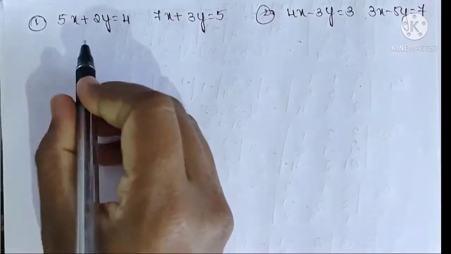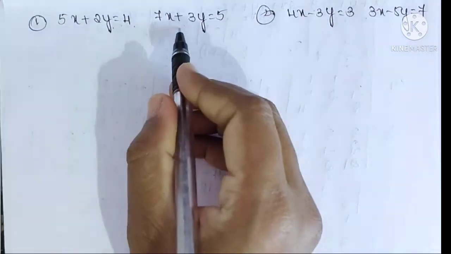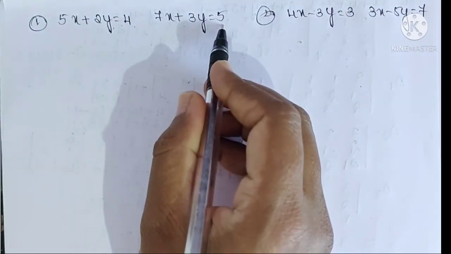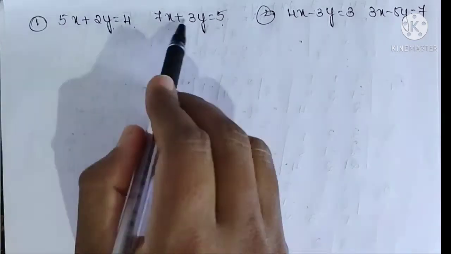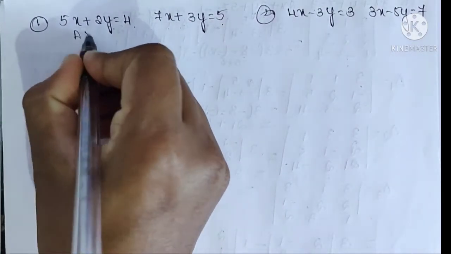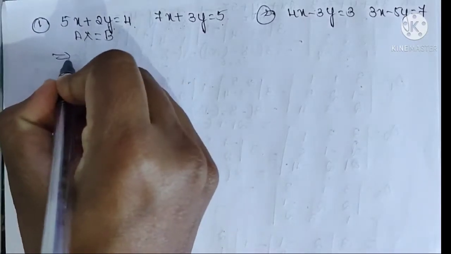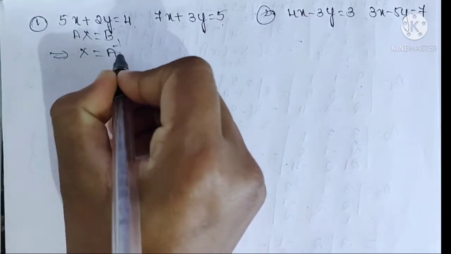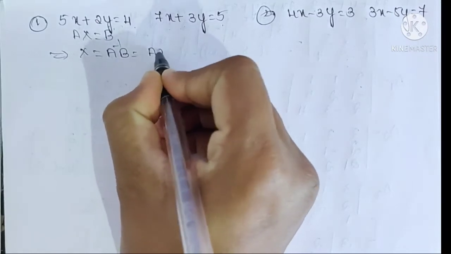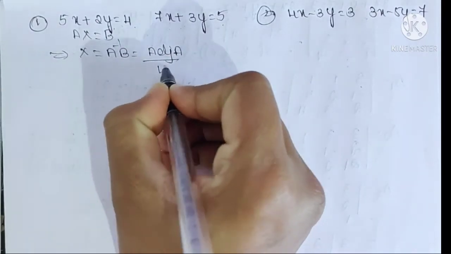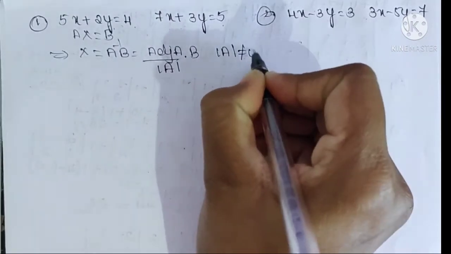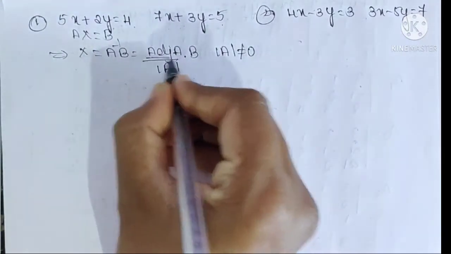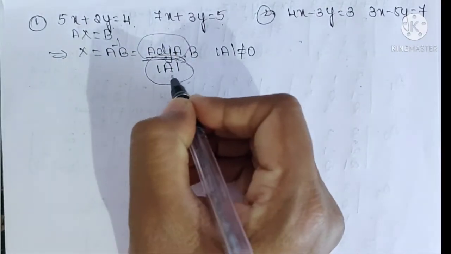See, 5x plus 2y is equals to 4, 7x plus 3y is equals to 5. Solve by using the matrix method. We have to solve for x and y values by using the matrix method. First you consider the given equations to be of the form AX is equals to B. This implies X is equals to A inverse into B. The A inverse formula is adjoint of A divided by determinant of A, into B. Here determinant of A is not equal to 0. First we have to find the adjoint of A and the determinant of A value.